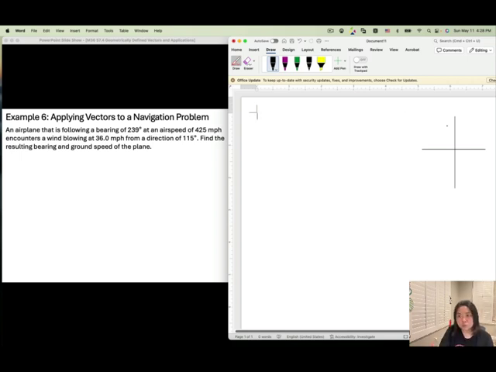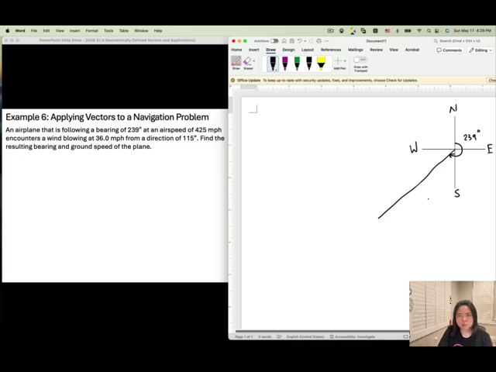So we have the north, east, south, and then the west here. The airplane is following a bearing of 239 degrees. So starting from here, about like here, and then we have the straight line here. So this is a 209 degree, okay?